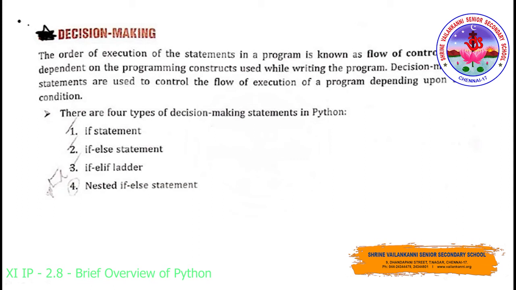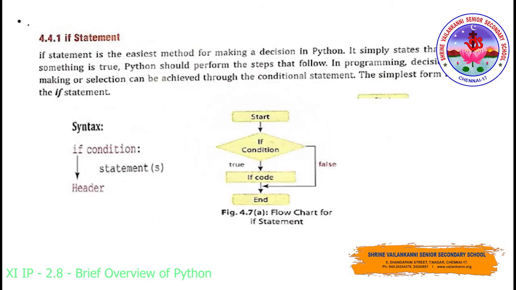Especially, the decision making statements help to control the flow of your program. For that purpose, we make use of the decision making statement. So let us see about the if statement. The if statement is one of the easiest methods to apply in the Python programming language. By using the if condition, it will check whether the condition is true or not, and if the condition is true, the statement associated with the if condition will be executed.